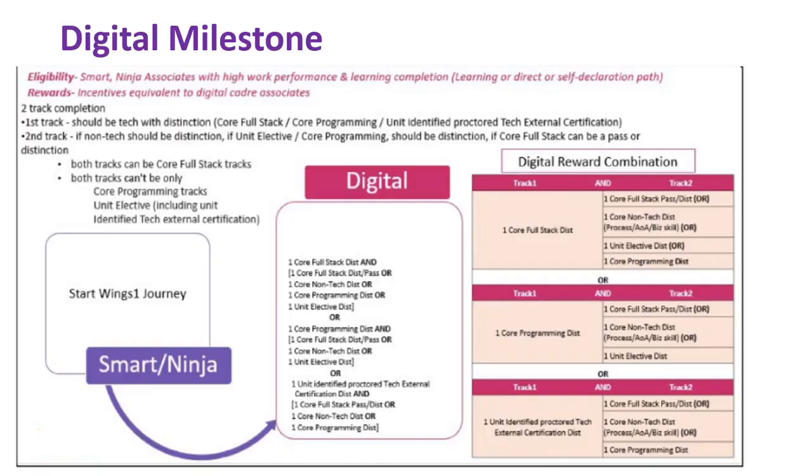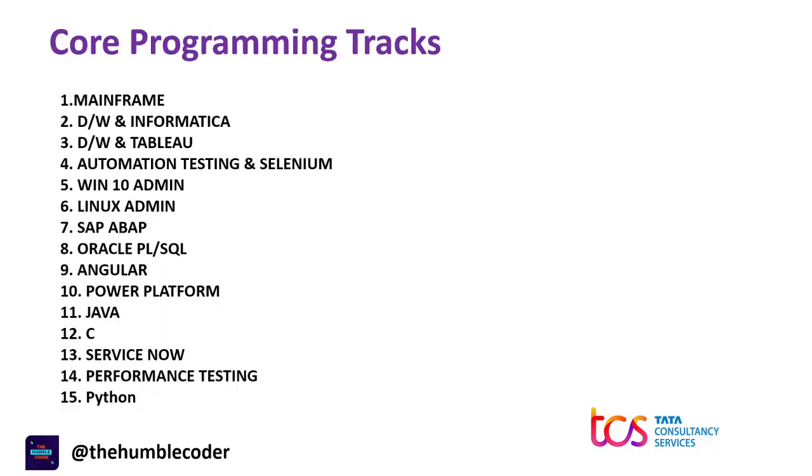So the core programming track consists of all these technologies, and this is an exam in which you will get around 15 MCQs on a particular technology or language which you select, and apart from that there will be one coding question asked to you. Okay, so suppose you have selected your language as Python, you will get a coding question on Python, and apart from that you will get 15 MCQs based on Python. So this is the syllabus for this core programming track.